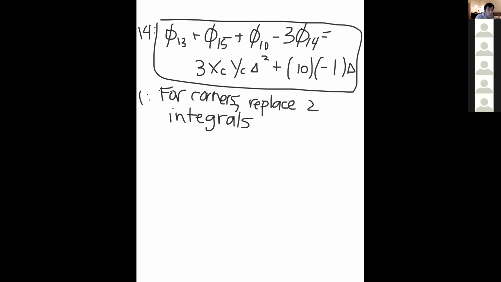So let's do cell 1. For cell 1, we have a boundary condition on the west face and on the south face. So we're going to need to replace both of these integrals. So for cell 1, basically we have two Dirichlet boundary conditions.